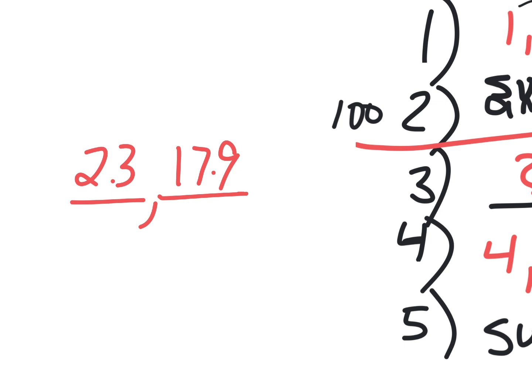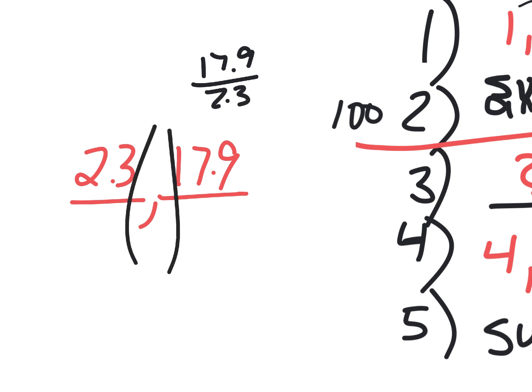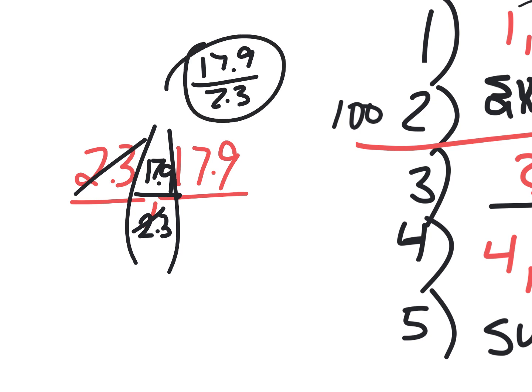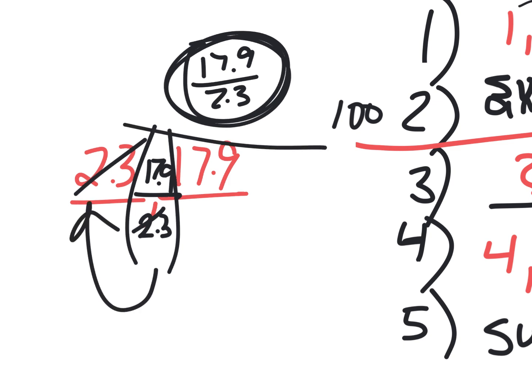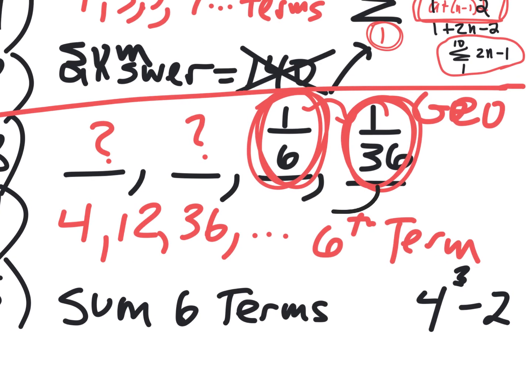Well, I multiplied by 17.9 over 2.3. If I put that in here, it might make it more obvious. If I put 17.9 here, divided by 2.3 here, all the 2.3s would cancel and you'd get 17.9. So that's the common ratio right there. If you divide this one by that one. I know this one was pretty obvious, but it would have been that divided by that.